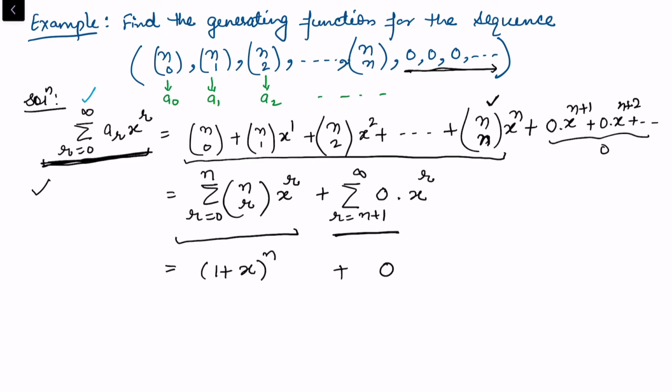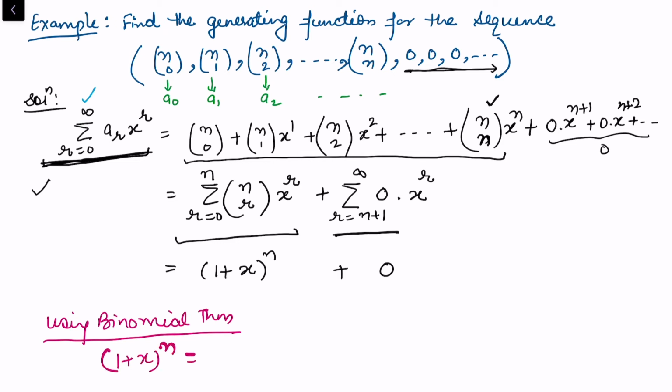We know that if we use the binomial theorem and want to find 1 plus x to the power n, this is the summation r goes from 0 to n of n choose r, x to the power r. So for this power series we have this expression: 1 plus x raised to power n.